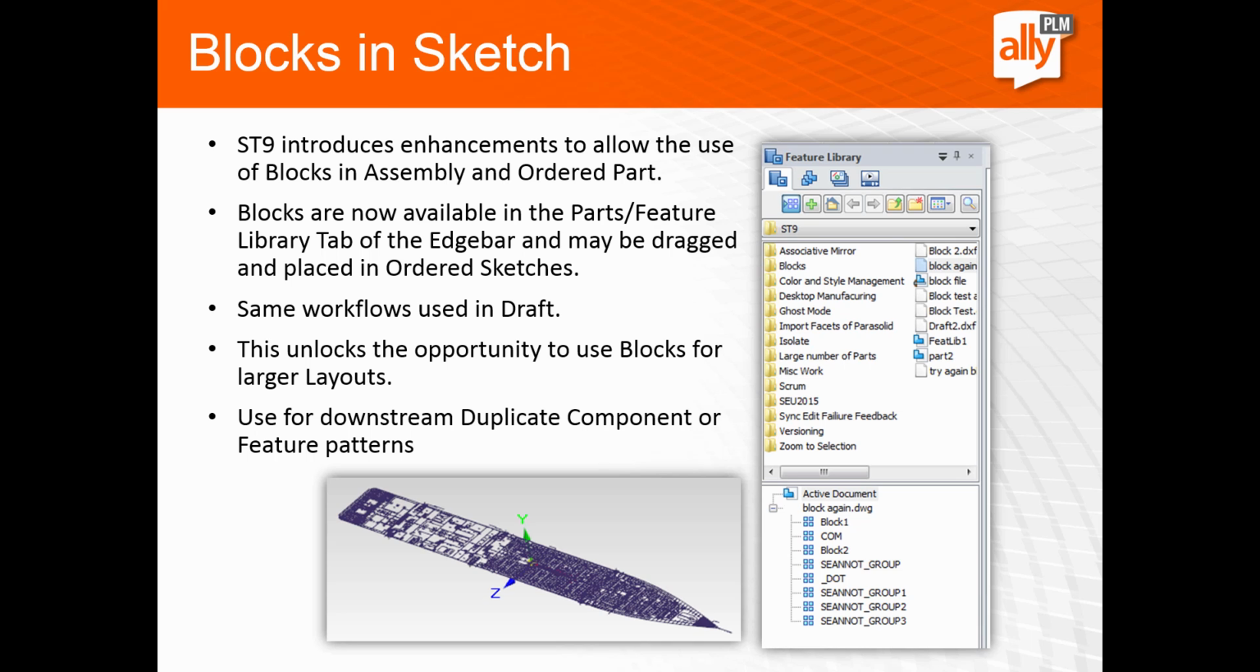We also have the option to create blocks inside of sketches. This works in the assembly and ordered part environments. So we can create these blocks by dragging them in from the feature library and place them into ordered sketches. Kind of the same workflow used in the draft environment. What this does is allow us to use those blocks for maybe layouts of assembly lines or other things like that. This can also be used later on to do the new duplicate component in the part environment, or to do feature patterns and things like that.